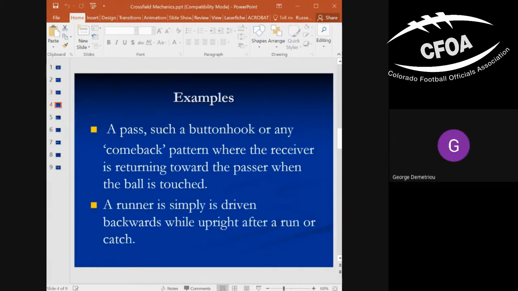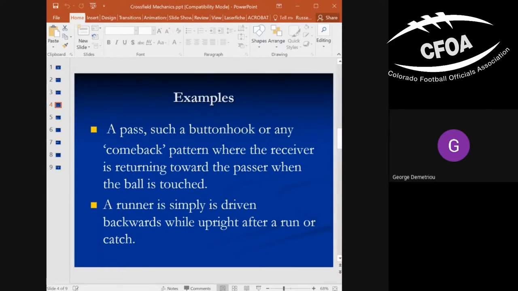Okay. So on our next slide, I have examples of plays that are ideal for crossfield mechanics. As I mentioned, one is a pass, a button hook pattern, or any comeback pattern where the receiver is returning towards the passer when the ball is touched. We have to understand what the progress spot is there, and it's where he's touched after he has control of the ball. But then we also have to make sure that he's not bobbling it as he's going back.